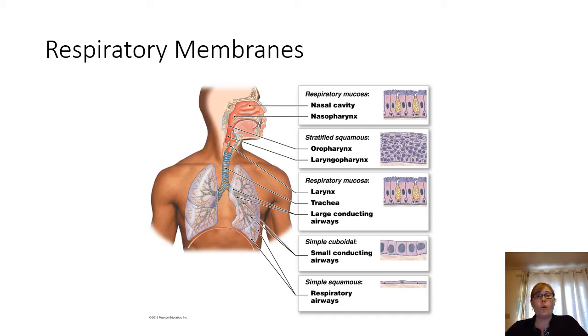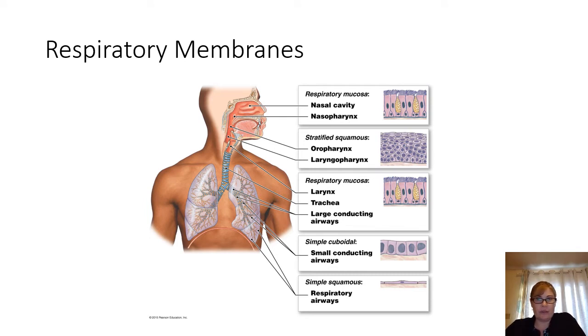The whole system is going to be lined with epithelial tissue. It just kind of transitions from one epithelial tissue type to the other as we go through. So the nasal cavity, nasopharynx, that's going to have the pseudostratified columnar ciliated epithelium. You can see those goblet cells in there, those little yellow guys.